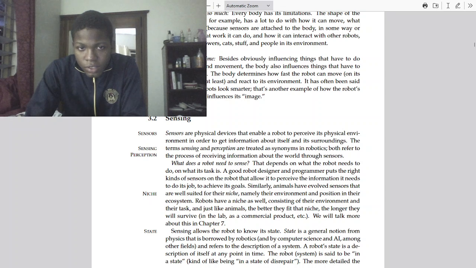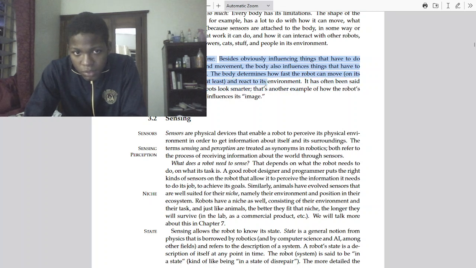And next, all in good time. Besides obviously influencing things that have to do with space and movement, body also influences things that have to do with time. In terms of fast, a robot can move at its own power at least and reacts to its environment. It's also been said that faster robots look smarter.